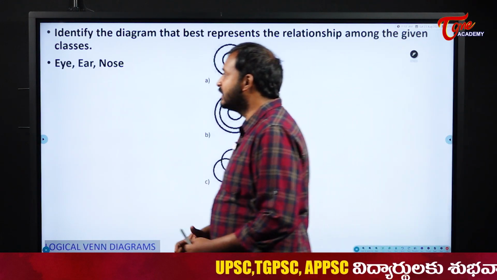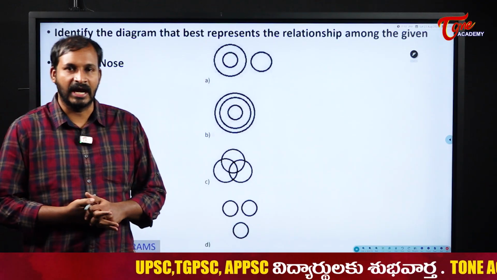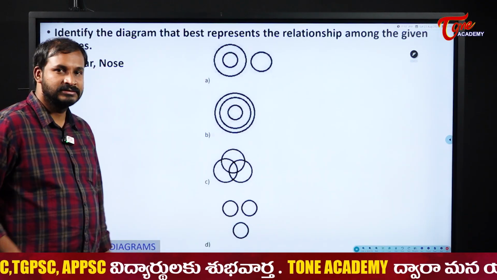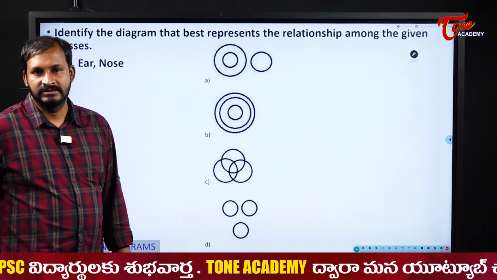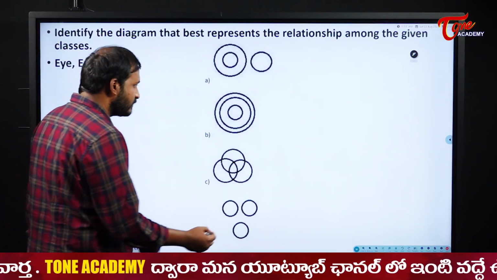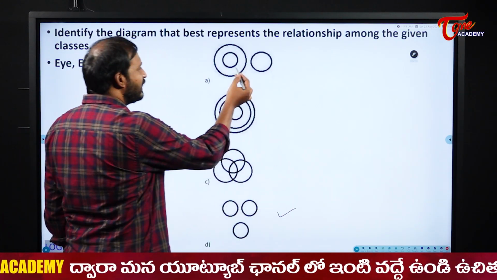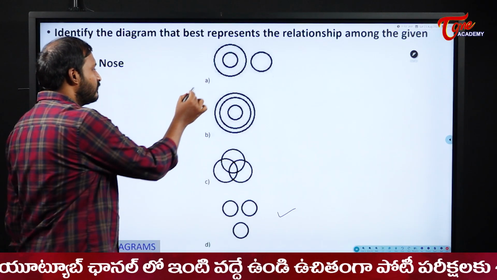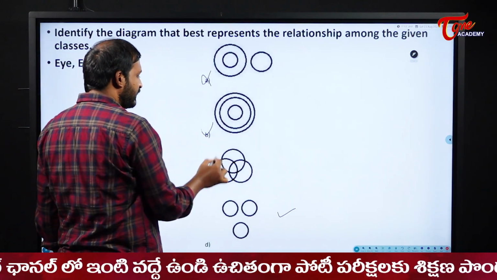Next, eye, ear, nose. Eye, ear and nose. So, all the three are what? Sense organs for us. And all the three are three different sense organs. So, our answer here becomes option D. See, one element belonging to the other one. Is there any relation? No. So, that is the reason these two are getting cancelled.